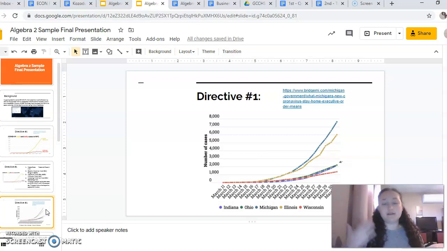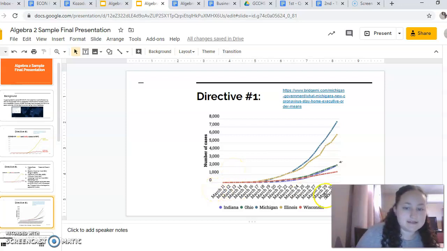Directive 1 says find another graph. Okay, so you're finding 2 graphs total. Try to find something different. It could be comparing the same thing, but I want my x and y values to be different. And notice up here, and I did it on the other one too, I put where I got this graph from, okay? So make sure you do sources and citations.